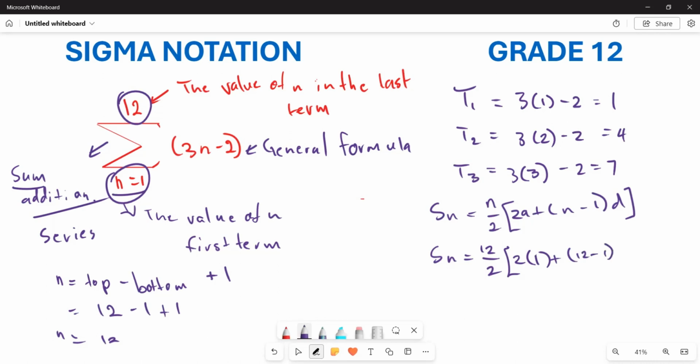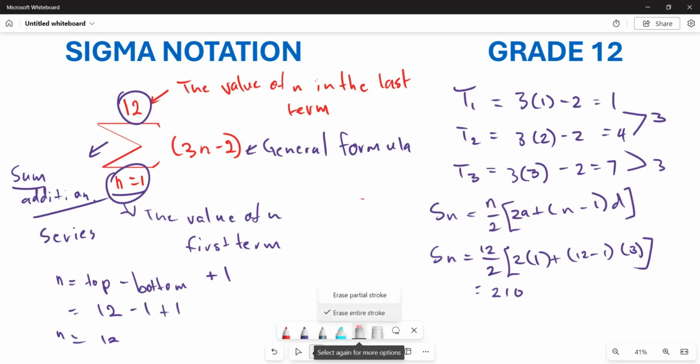Now, the difference that you are finding here: if you subtract, 4 subtract 1 is the same as 3. Similarly, 7 subtract 4 gives 3, which means the difference here is 3. And now, when you are closing this, the answer that you are going to find is 210.